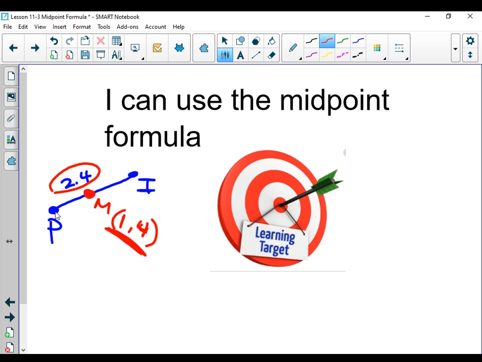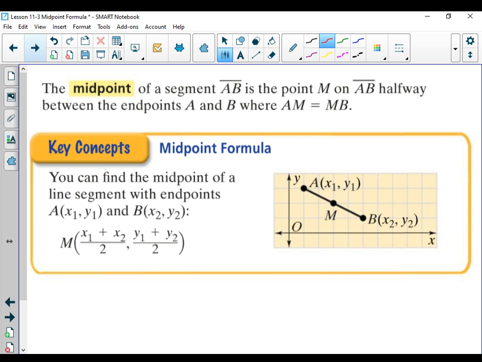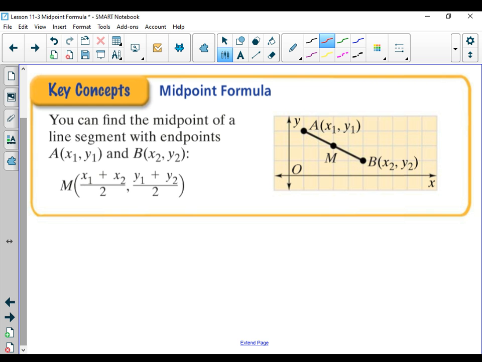Isabel says, can I just count it? Sometimes you can. But if you can't, we need a backup. And here's our backup. So you would still name your coordinates, an X group and a 1 group and a 2 group. This time you add X from group 1 and X from group 2, and then divide by 2. Then add Y from group 1, Y from group 2, and divide by 2.